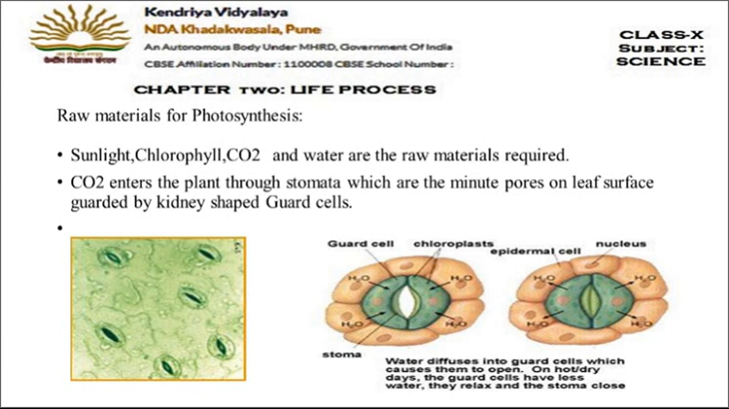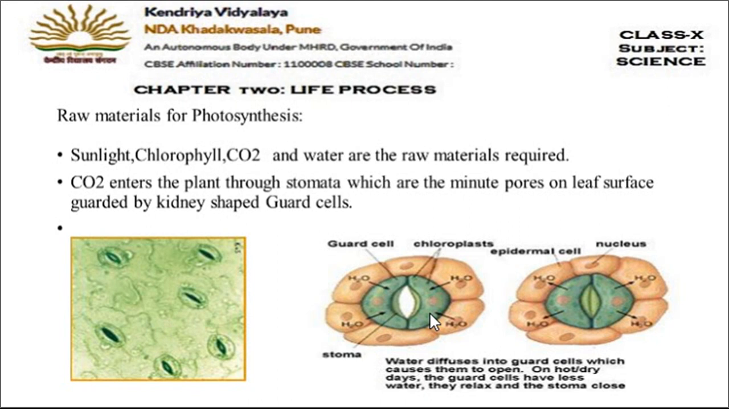Okay. Now, sunlight we all know comes from the sun. Chlorophyll is already present in the green leaves in the chloroplast. Now, the CO2 enters the plant through stomata, and we all know that stomata are the minute pores or holes which are present on the surface of the leaf, and they are protected by kidney shaped guard cells. Now you can see in the first picture here, this shows the stomata. These are all stomata which are present on the surface of the leaf. These guard cells are kidney shaped.